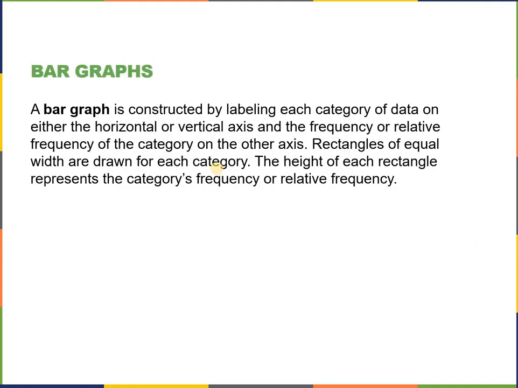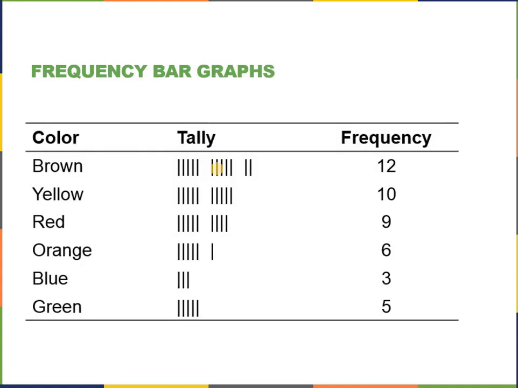Bar graphs. A bar graph is constructed by labeling each category of data on either the horizontal or the vertical axis and the frequency or relative frequency of the category on the other axis. Rectangles of equal width are drawn for each category. The height of each rectangle represents the category's frequency or relative frequency. And another thing you need to notice is those rectangles do not touch.